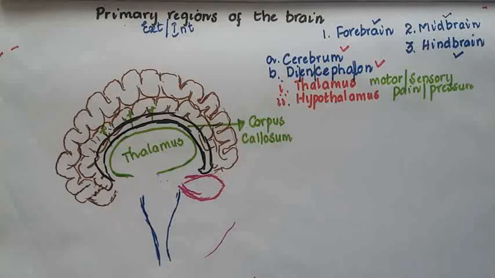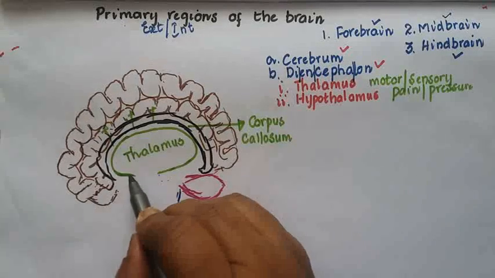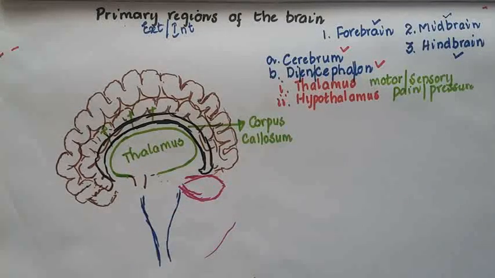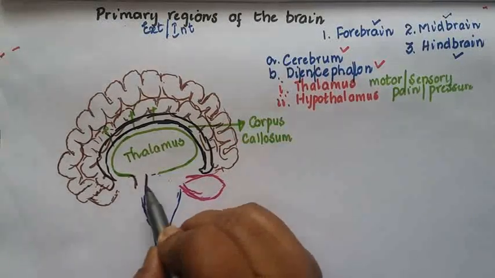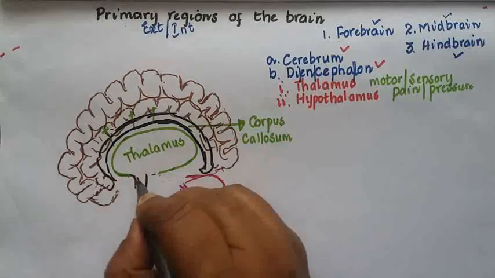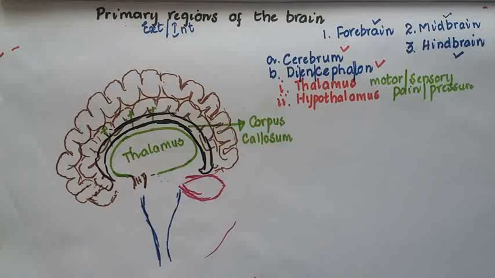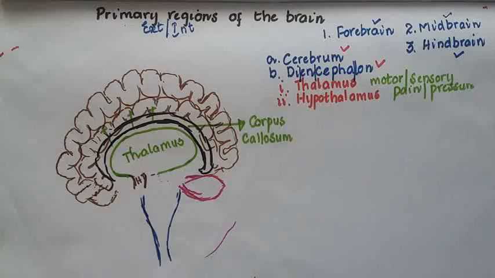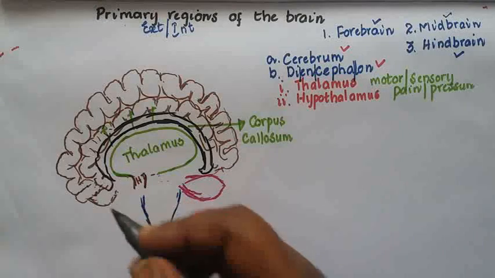Now, what is the other part? The second part of the diencephalon is the hypothalamus. Just at the base of the thalamus, we find a tube-like structure, and this tube-like structure is the hypothalamus. This is the tube-like structure which is arising from the base of the thalamus, and we call it the hypothalamus.